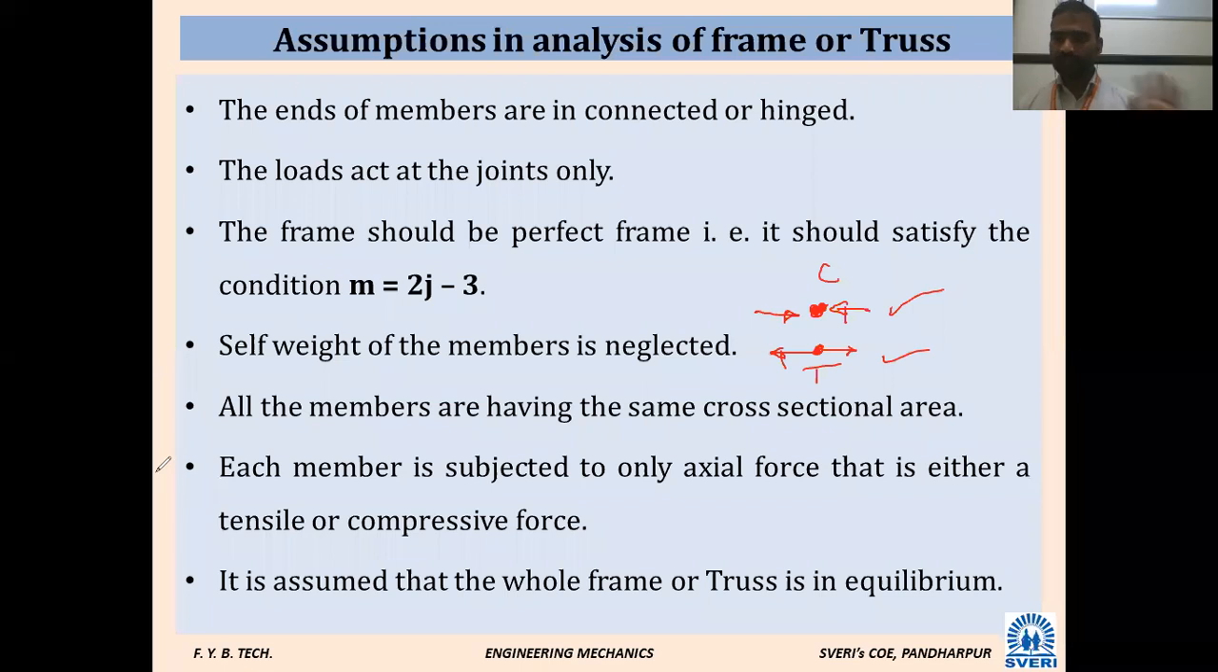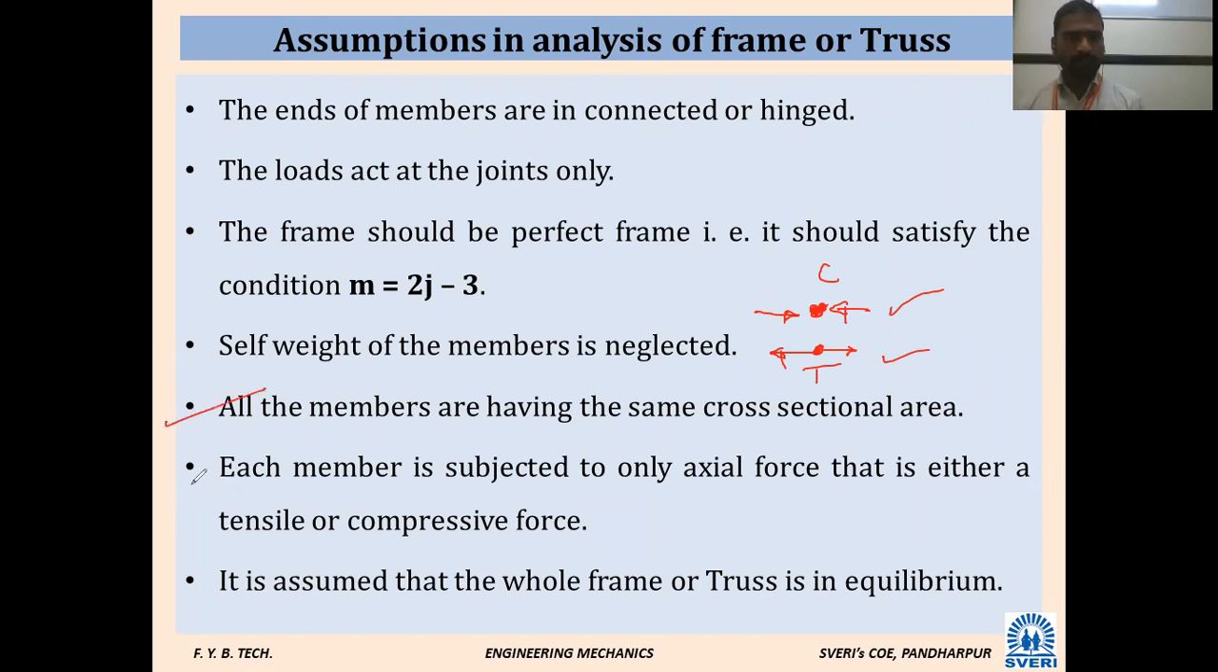Always I will assume tension force only. Tension means going away from the joint. If I get a positive answer, the assumed direction is correct, tension is correct. If I get a negative answer, it means the assumed direction is wrong. I assumed it is tension, but I am getting a negative answer. It means the assumption is wrong. Tension is wrong, that should be compression. Is it clear? Yes. Okay.